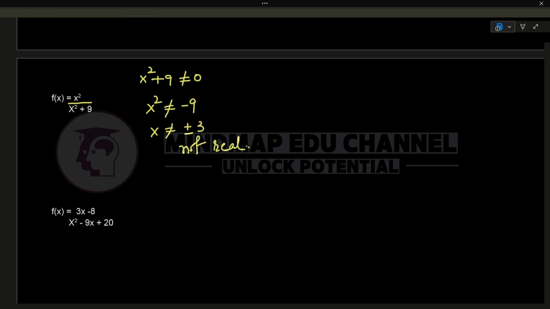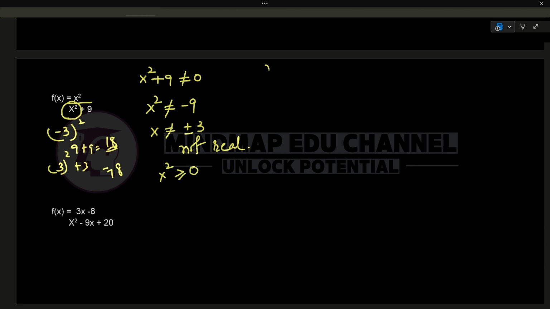But this is not real. This is not possible. See, whatever value you substitute here in the place of x, if it is minus 3, the square of that will become plus 9. So, 9 plus 9, it will not be 0, correct? And if you substitute 3, it will again become the same, 18 and 18. That means there is no number that will make the denominator 0. So, whatever value you give to x, x square will always be greater than or equal to 0.